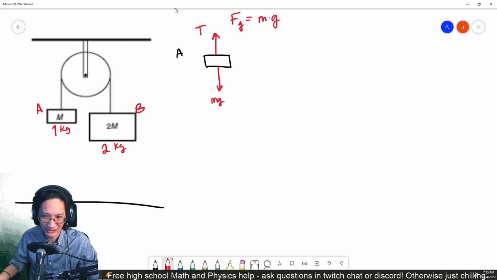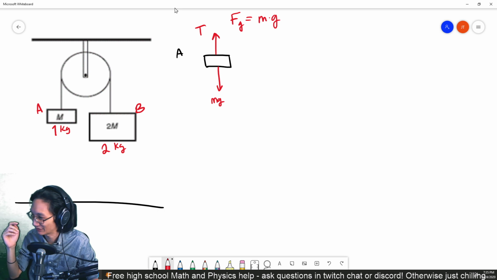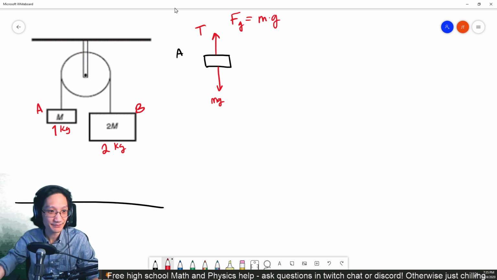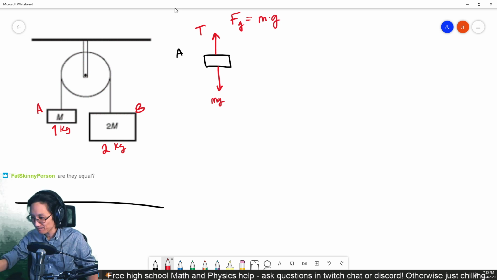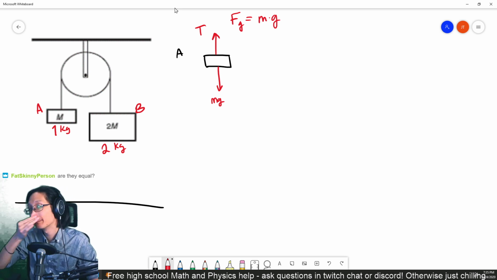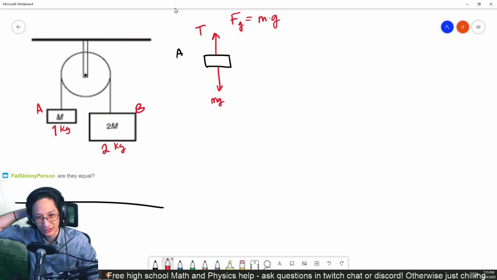So I'll ask you again, what do you think is true? Is T bigger? Is tension bigger? Is gravity bigger? Or are they the same in this particular situation? What do you think? Okay, are they equal? That would imply that it's not moving, right? So tug of war, if T up, mg down, if they're equal, it's not moving.